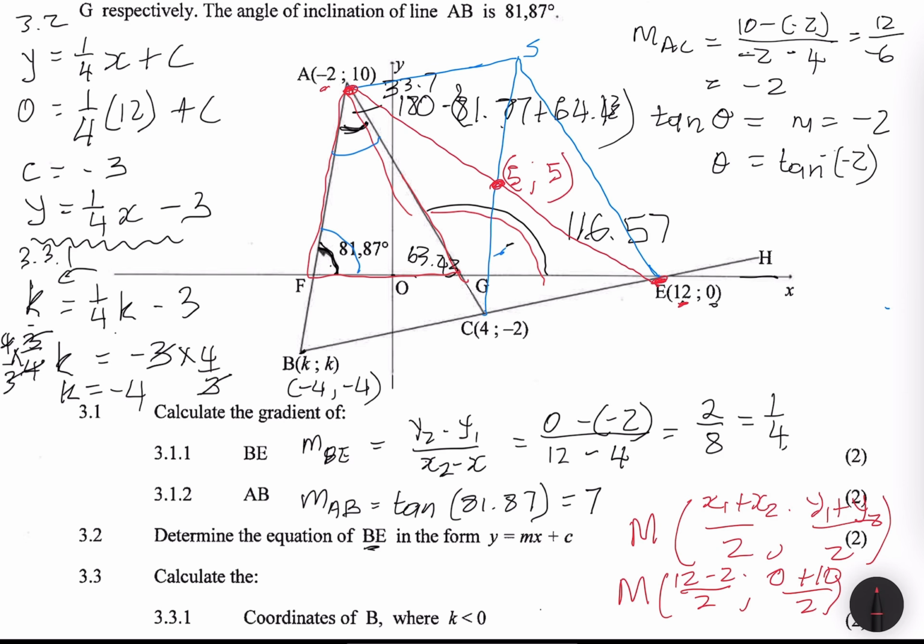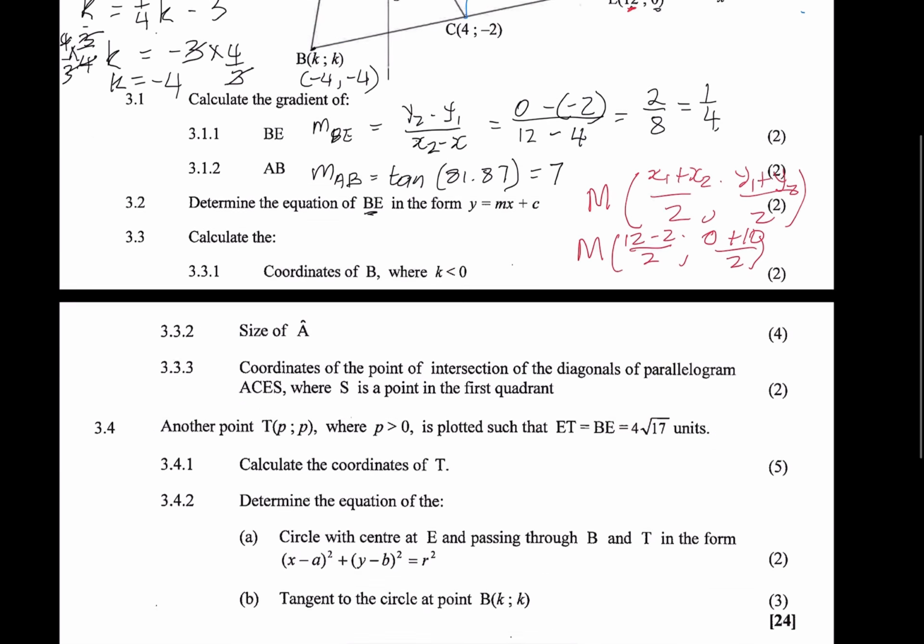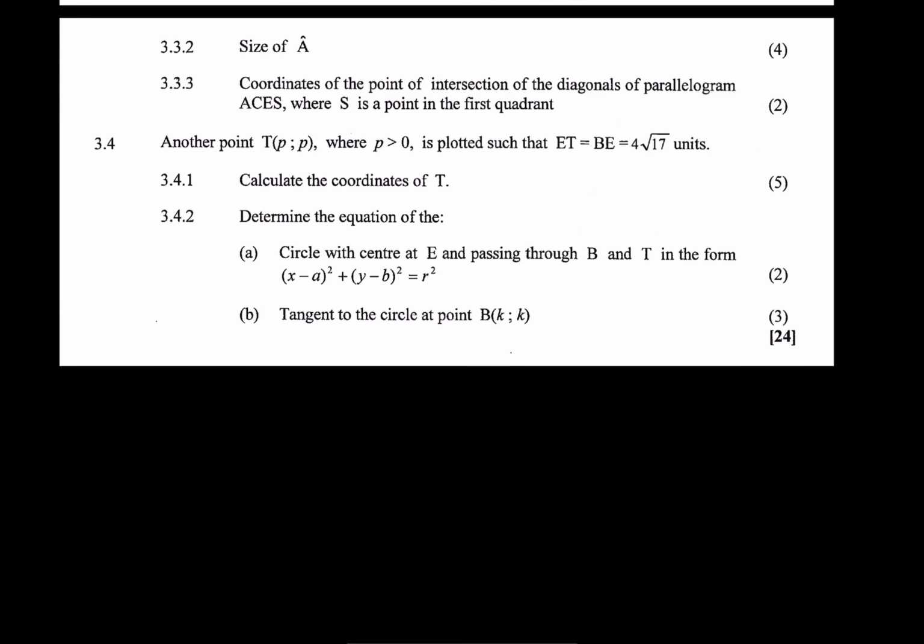And by the way, those values did come out positive, both of them. It is in the first quadrant, so it does make sense. All right, now let's continue. So I've got the next point. Now they give us another point T, which is (P, P), where P is greater than 0. So that must be in the first quadrant.